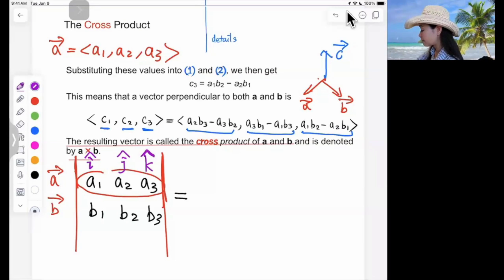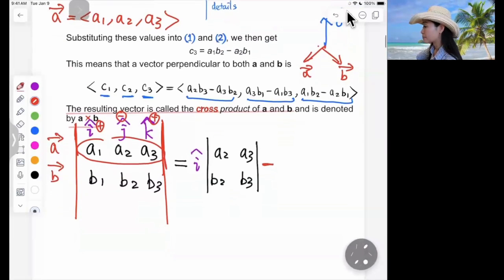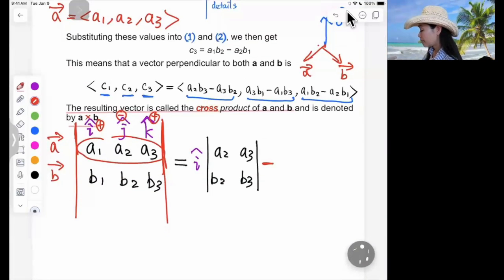What do you have in the i here, right? You cross out the row and column, and you get A2, A3, B2, B3, right? And after that you have to remember the minus. Yes, very good. So it is addition, subtraction, addition. So here, remember, it's a minus.